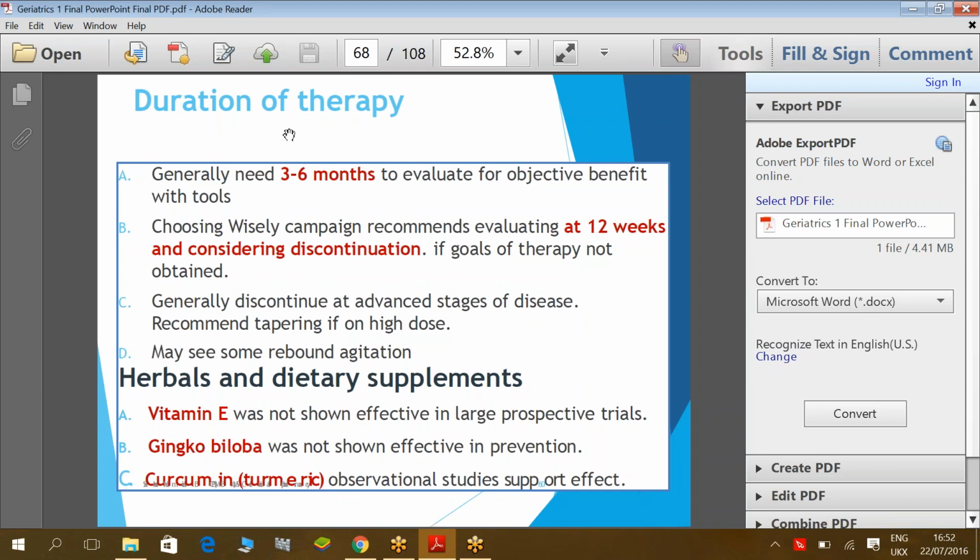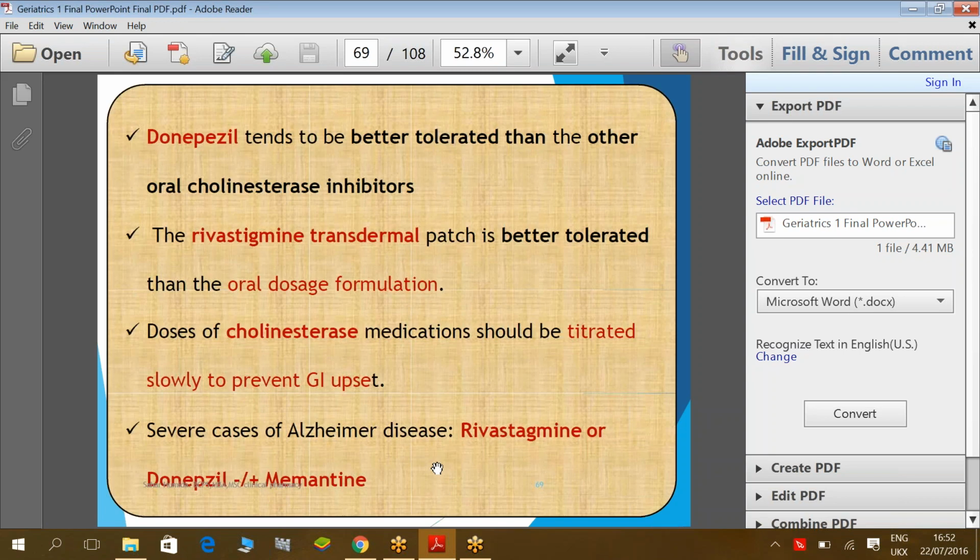Generally, the duration is 3 to 6 months, and generally discontinue. If you discontinue, don't stop the medication abruptly, because it can cause rebound agitation, such as withdrawal symptoms. As for herbal treatment, vitamin E is not effective, never give it. Ginkgo biloba has not been shown to be effective in prevention, and turmeric is only supported by observational studies.